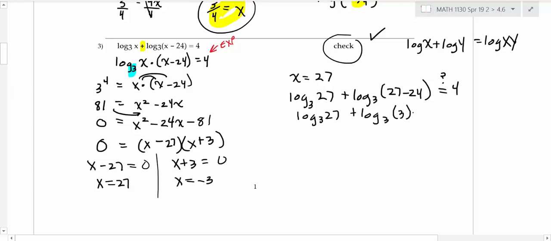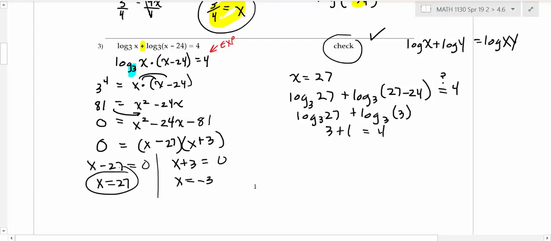So you want to get to a point where you can do these logs fast in your head too. What is the answer to this log? What power of 3 is 27? 3, right. How about this one? What power of 3 is 3? 1. So that's 3 plus 1, so that's 4. So see, it works out. All right, so that one works out fine. And if you take the time to check, it'll help you understand logarithms better. So 27 is definitely okay.